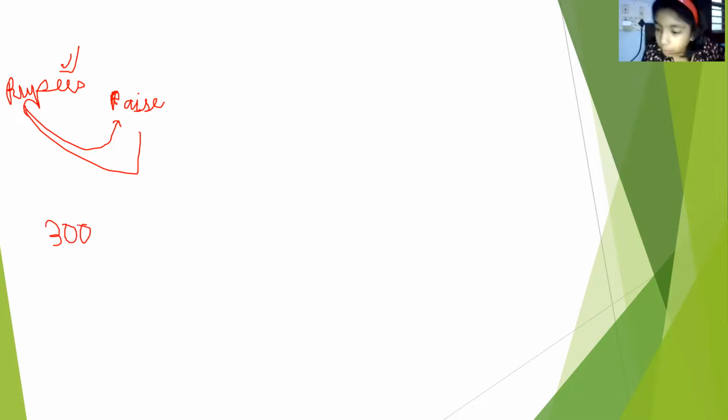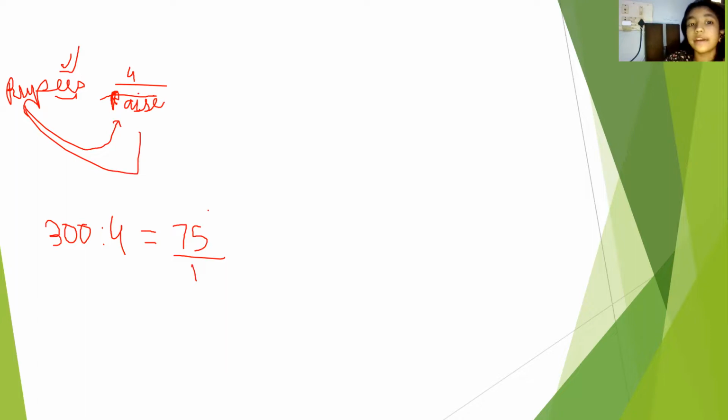Now we will write it as 300 to 4 paise, because with 4 we do not have to do anything, because it is on the side of paise. So we do not have to convert anything in 4. Only rupees should be converted. 300 to 4 will become 75 by 1.